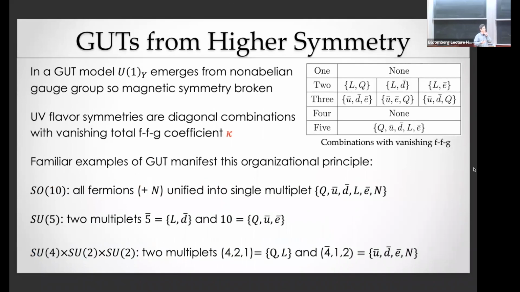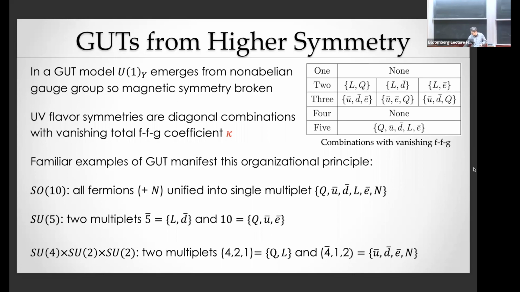So here by GUT, what do I mean? I mean any model where U1Y emerges from something non-abelian. So the magnetic one-form symmetry is broken. It could be a many-factor gauge group, could even have abelian pieces, just as long as U1Y itself is not there in the UV. And the allowed UV flavor symmetries in any such model are diagonal combinations of the flavor symmetries that I had on the previous slide, those SU3s rotating each of the fermions individually, but they're diagonal combinations with total vanishing kappa. They're the analog of the diagonal in the QED example.